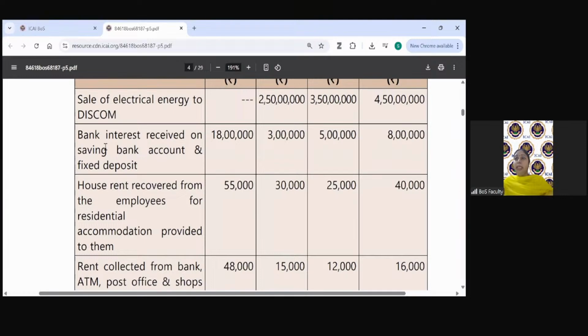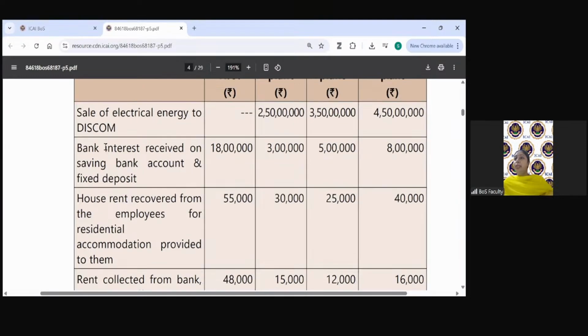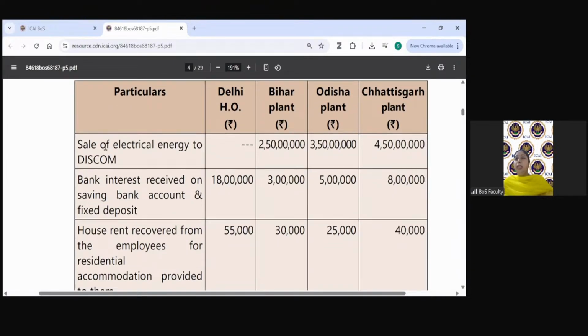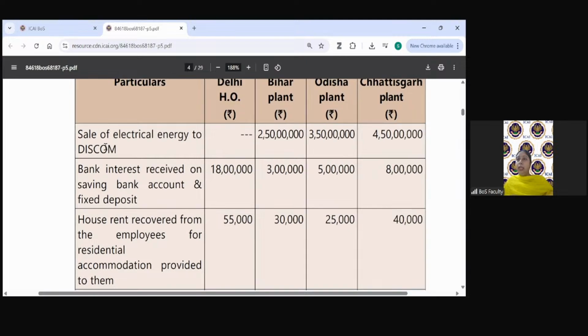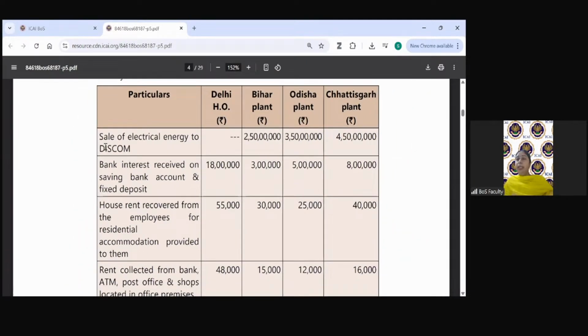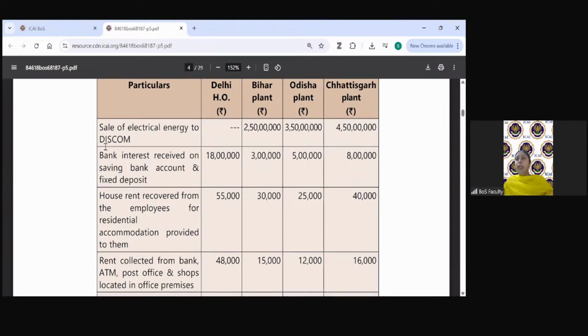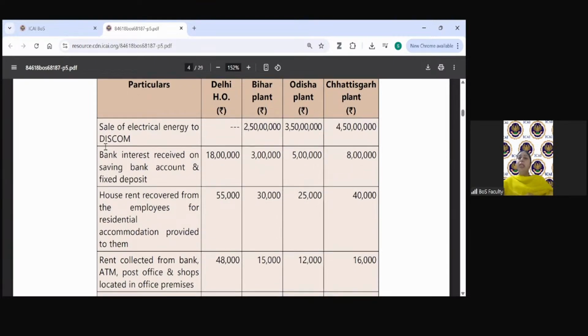So 18 lakh is received by Delhi HO, 3 lakh by Bihar plant, 5 lakh by Odisha plant, and 8 lakhs by Chhattisgarh plant. Next entry is house rent recovered from the employees for residential accommodation provided to them. I'm just zooming out a bit because you will not be able to see which particular office or branch plant has received the amount. So house rent has been recovered from the employees for the residential accommodation provided to them.